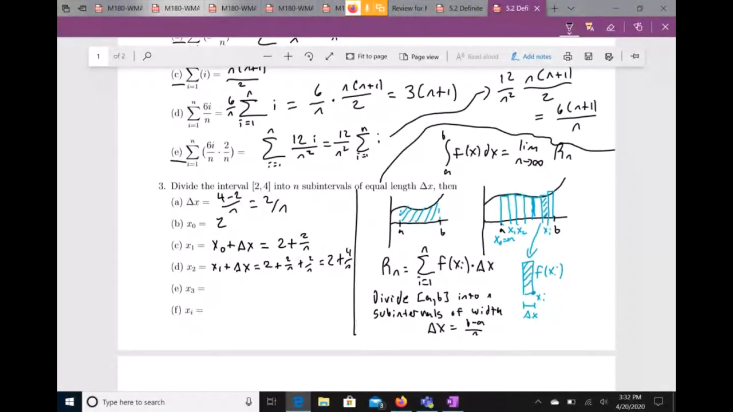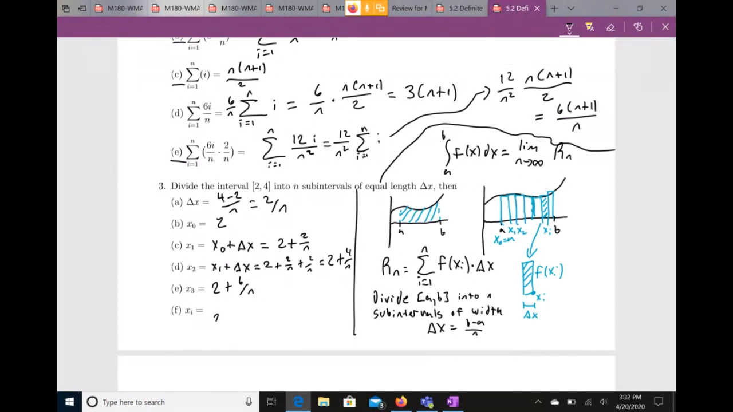All right, and this pattern will hold. I just keep adding 2 over n, which means I keep adding 2 to the numerator of the over n term. So x3 will be 2 plus 6 over n. And then a general way of writing these points, where i is an arbitrary subindex, like 1, 2, 3, what have you, is 2 plus 2i over n.